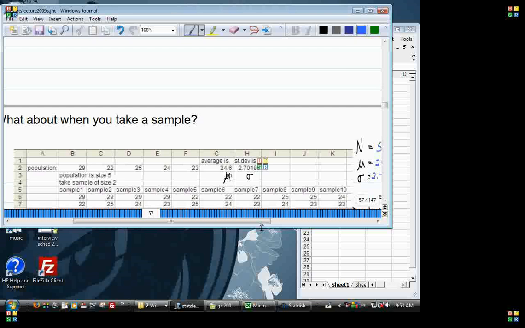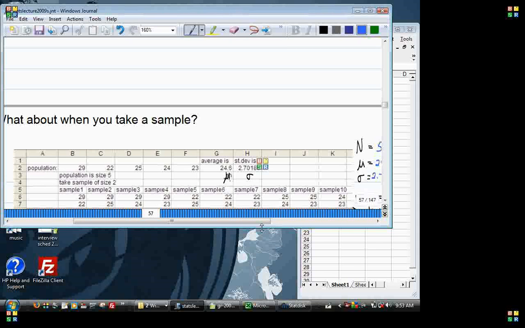Now this seems a little silly. Again, my population is size 5, my sample is size 2. But again, use your imagination. Pretend we're in a more realistic setting. So I would calculate the mean. For 29 and 22, how do I find the mean? Add them up, divide by 2. For sample number 1, if you do that, you get 25.5.